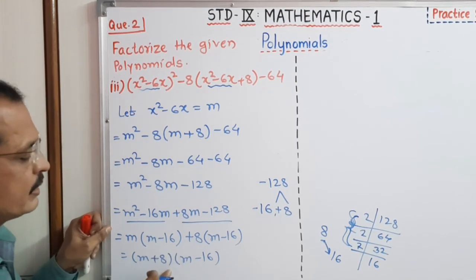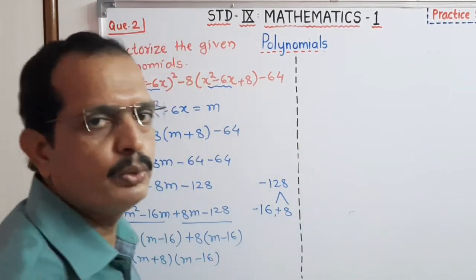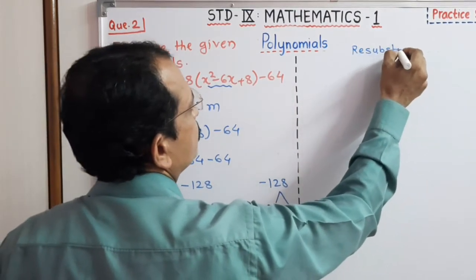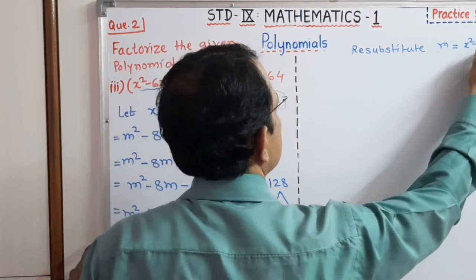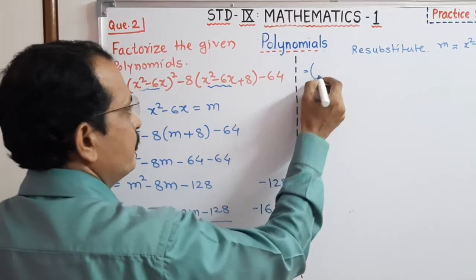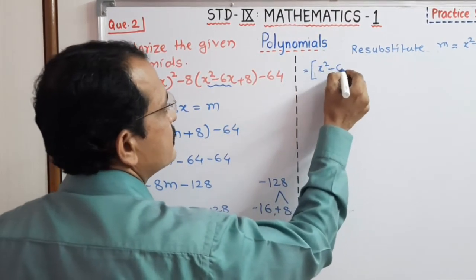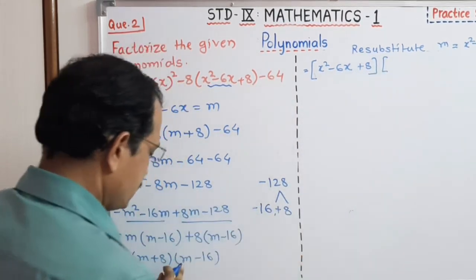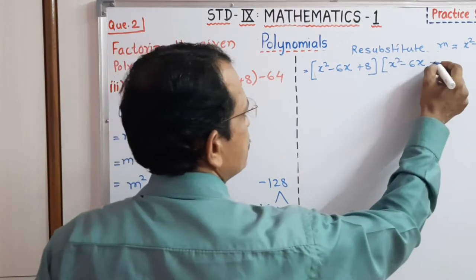Now this m plus 8 and m minus 16 is not our final answer. What we have to do? We have to resubstitute. Therefore, m is equal to x square minus 6x. Now here, this m means what? x square minus 6x plus 8. And here, this m is x square minus 6x minus 16.